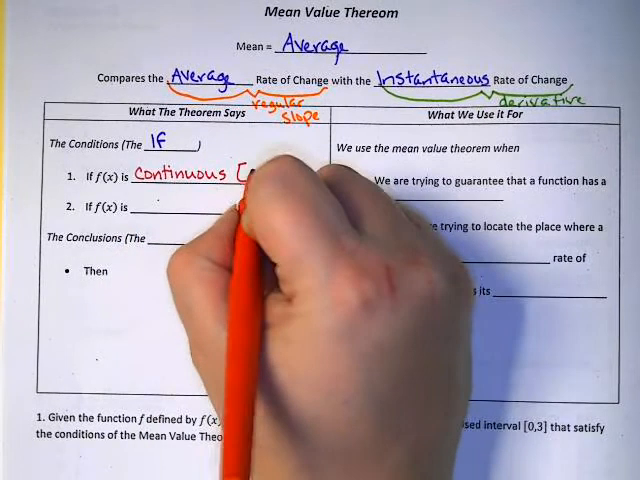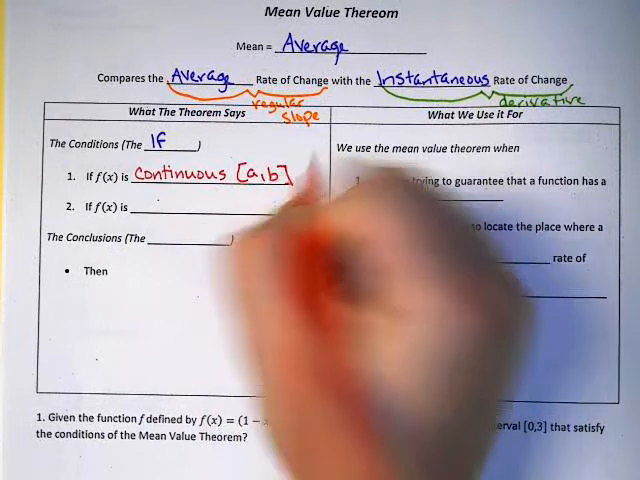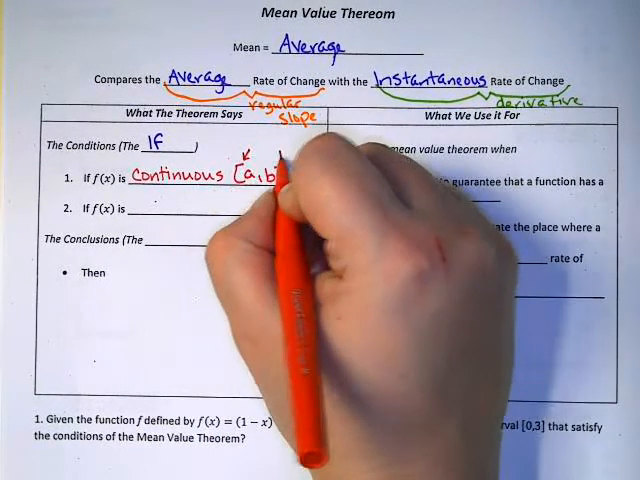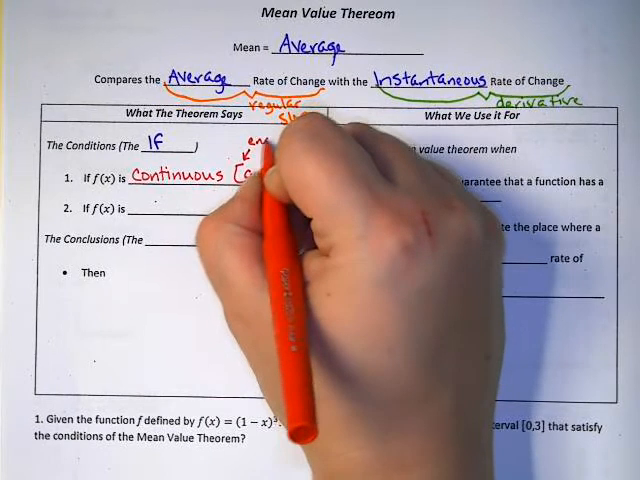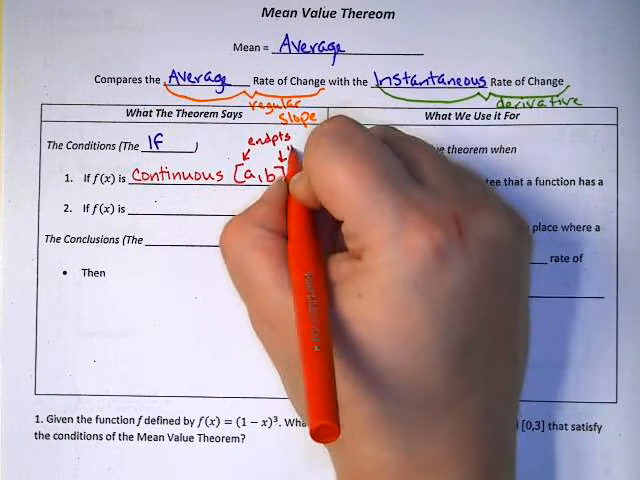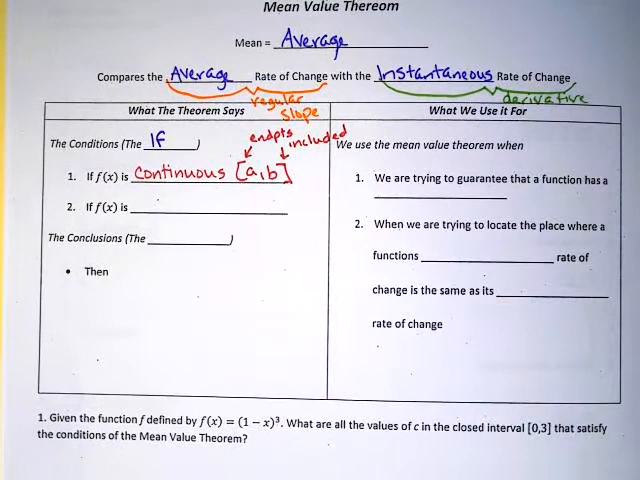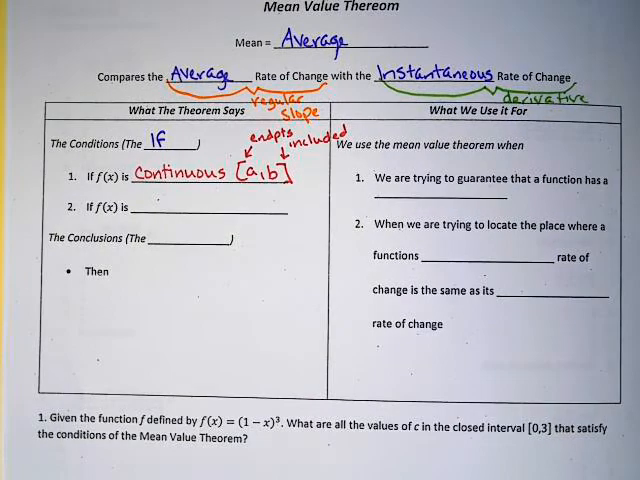on the interval a to b, with the endpoints included, so notice these are brackets. That means that the endpoints are included. All right, then that means we can't have open circles on the end, really. That's all that means, that they have to be closed circles on the interval we're looking at. So that's the first condition.